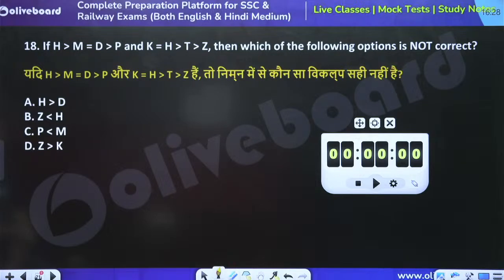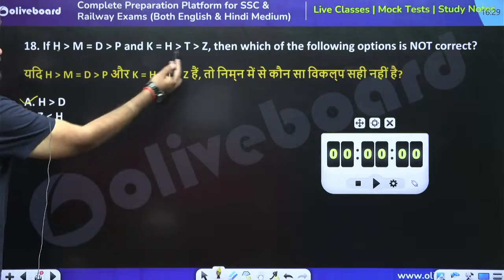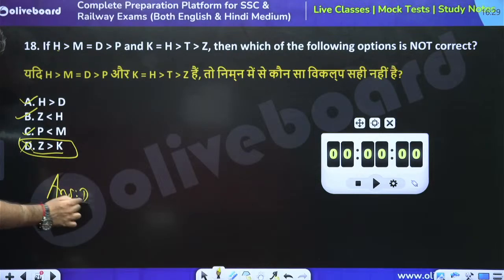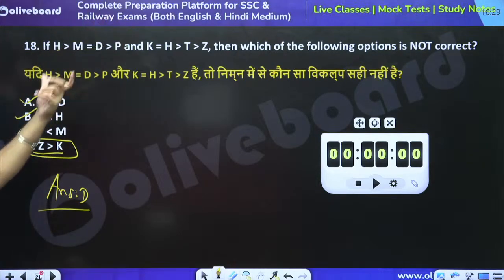HMDP and KHTZ. Then which of the following option is not correct? H is greater than D. H is greater than D, it's correct. Z is less than H, absolutely correct. P is less than M. P is less than M, yes. Z is greater than K, no, Z is less than K. So option D is my correct answer. See, technically we didn't even have to join the expressions. A lot of us just join it right away. Always look at the options whether you need to join or not.